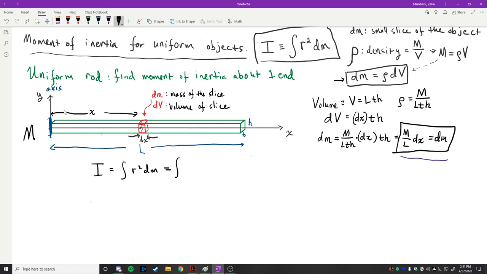So this is going to be the integral of x squared dm. But dm is M over L dx. That's it, right? So, mass and length are constant. We're going to integrate from 0 up to L. The limits of integration are always going to be from your axis, or from one end of your object to the other. But one thing I should say, at least with these kind of problems, is that you need to put the axis at the origin. So axis and origin have to be the same, basically.